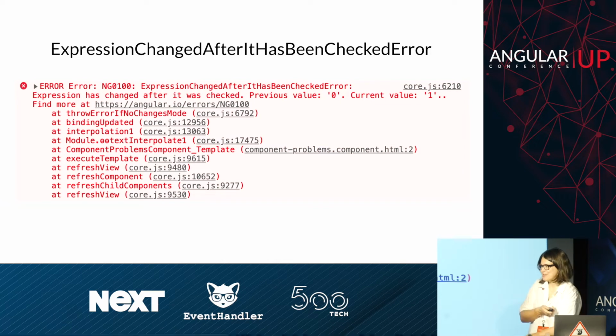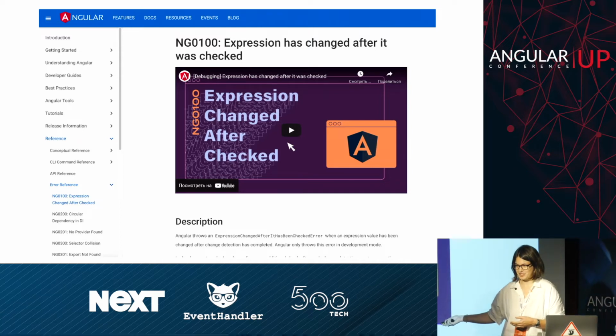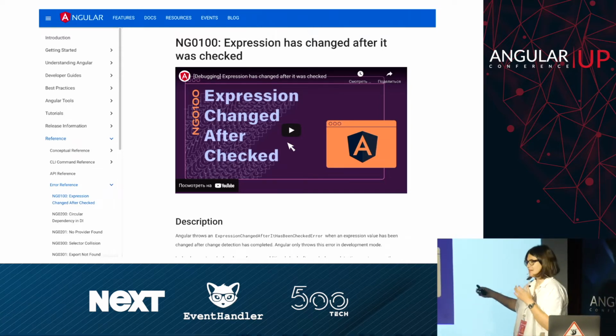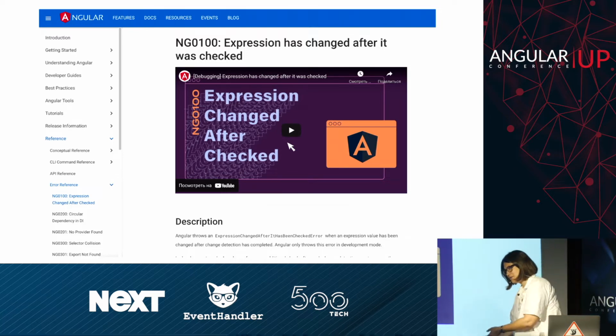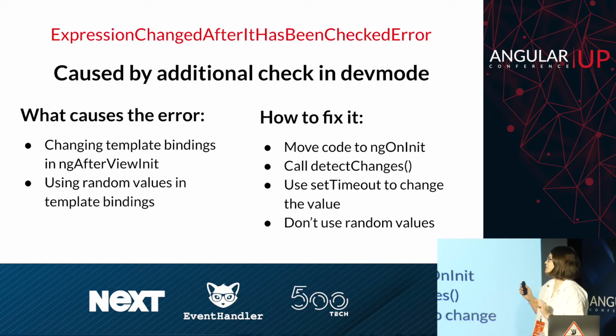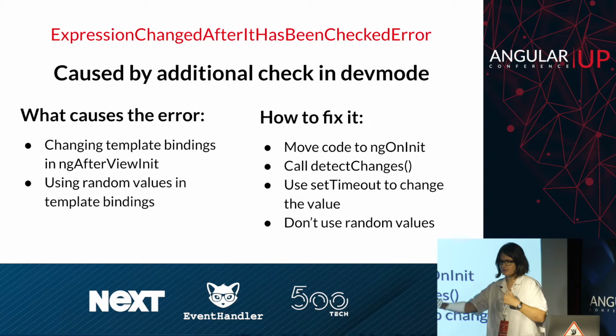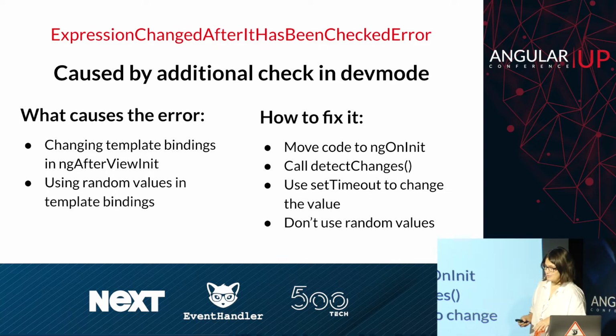So this error is so common that it has its own page on Angular documentation. And it has a wonderful video explaining why it happens, how we fix it. We have millions of articles on the internet explaining why it happens, how to fix it. And for those who don't remember, let's recall it quickly. First, what we know from these articles is that it's caused by some additional check in dev mode. Then we know that the most common things that cause it are changing template bindings inside of ngAfterViewInit, or using random values in template bindings.